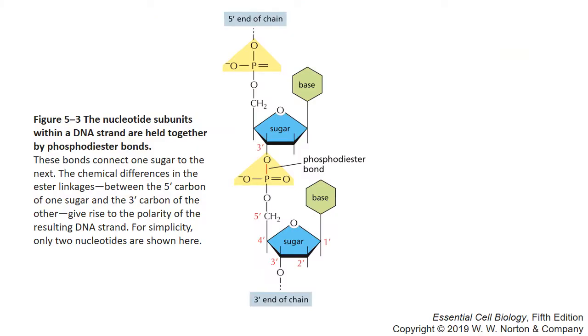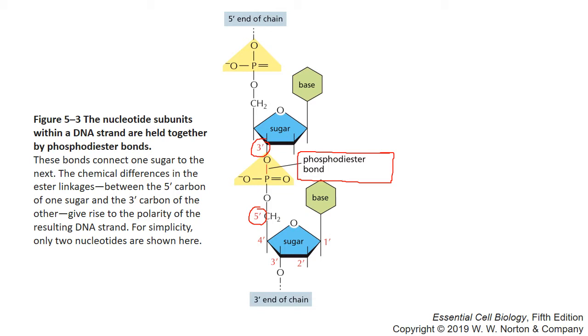Now, another bond that we should mention when we take a look at our DNA molecule is the bond that actually keeps the sugars linked to each other within the backbone. And that is going to be a phosphodiester bond. This is an example of a covalent bond, and it involves the binding of the 3' carbon on one sugar to the 5' carbon on a second sugar.